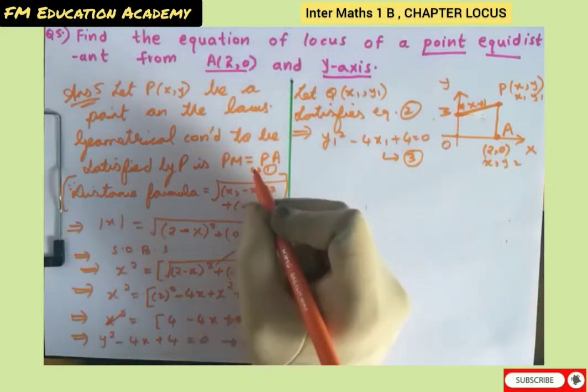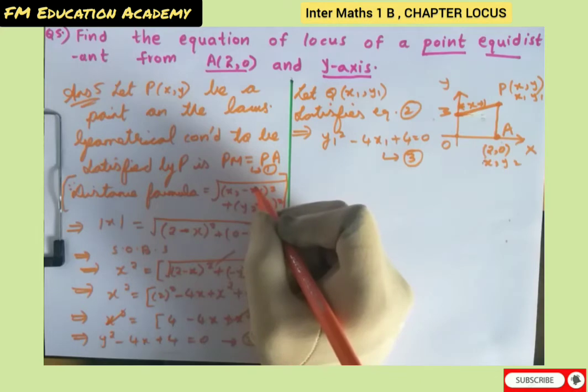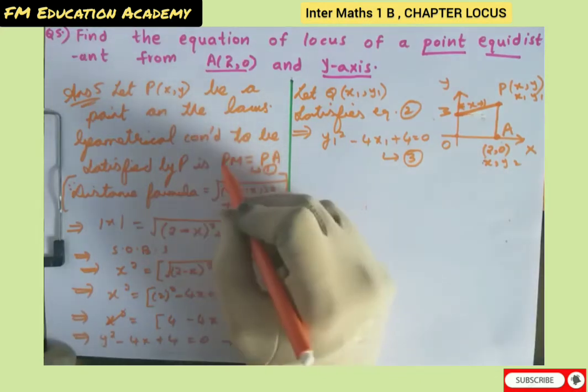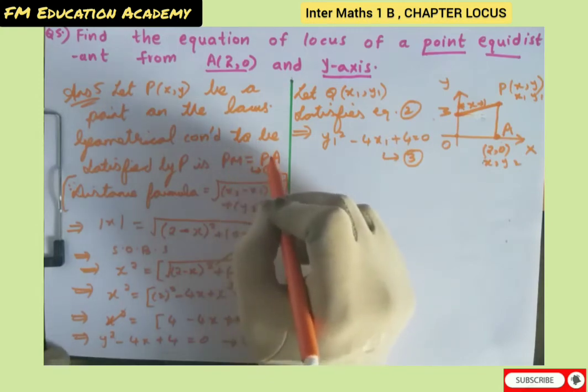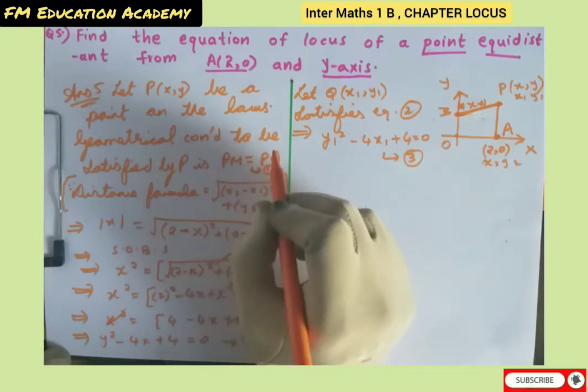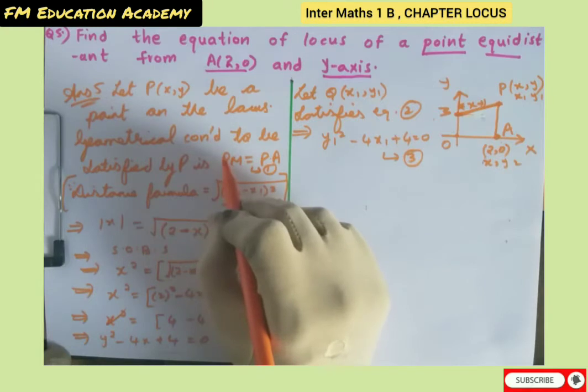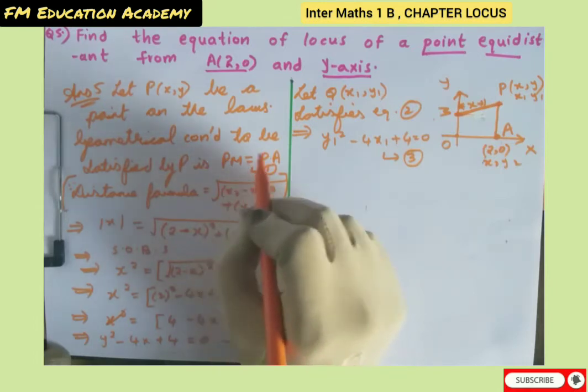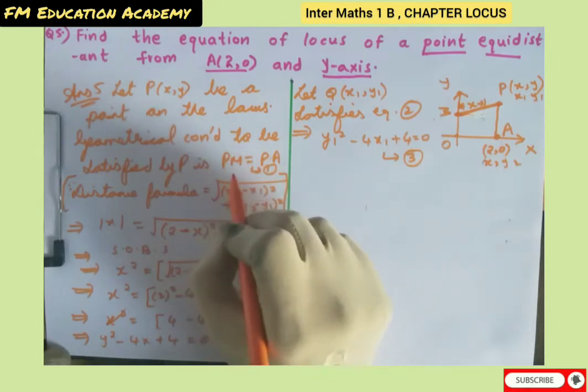Now how to verify? What we can do is, here we have PM and PA. Either we can take LHS and make it equal to RHS for verification of equation of locus, or we can take RHS and make it equal to LHS. That is, we can take PM and make it equal to PA, or we can take PA and make it equal to PM. What we will do is, we will take PA and make it equal to PM. So how to do that?